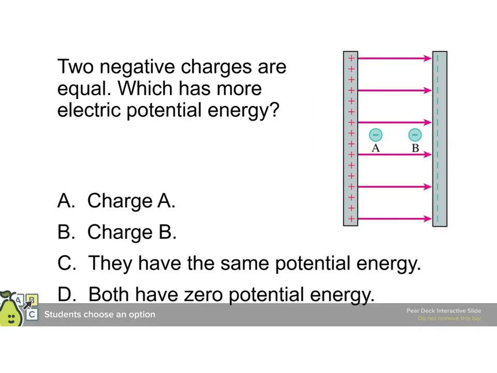Two negative charges are equal. Which one has more electric potential energy? Well, here, of course, B would gain energy going this way, right? They would both flow towards the positive, and they would gain kinetic energy as they move towards the positive, giving it up from their potential energy, and therefore it must be that B has more.